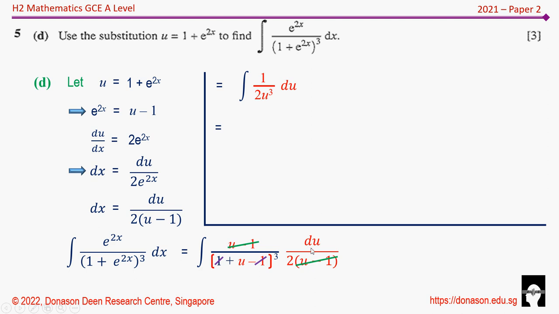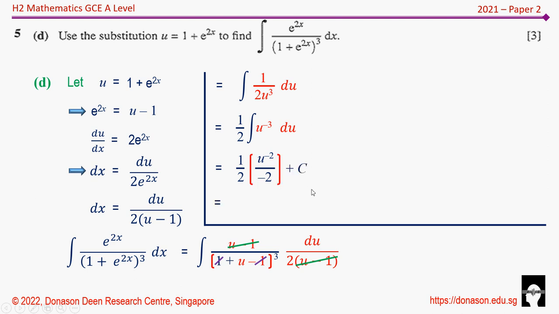So we need to integrate with respect to u. So now you can see this is a very simple integration. So you can just take 1 over 2 outside. What you're going to have inside the integration is u to the power of negative 3 with respect to u. So what would this be? U to the power of minus 3 plus 1 is going to become u to the power of minus 2 over minus 2 plus the constant of integration c.